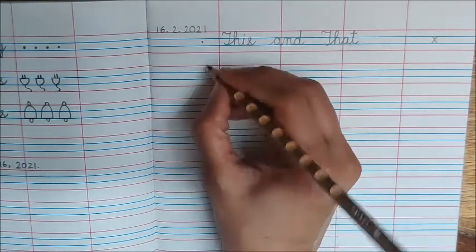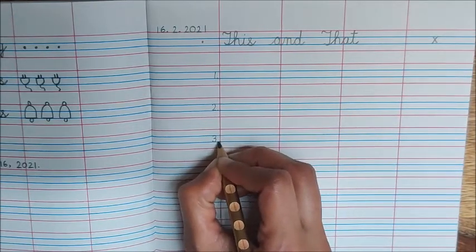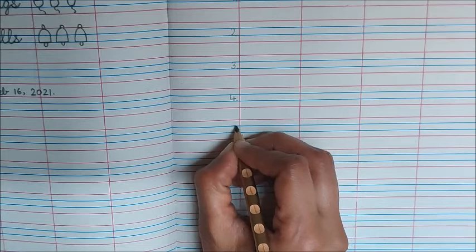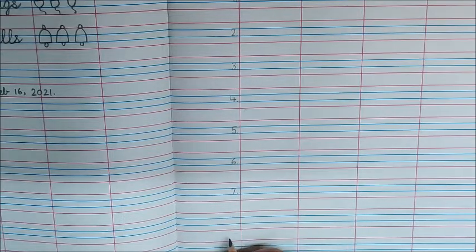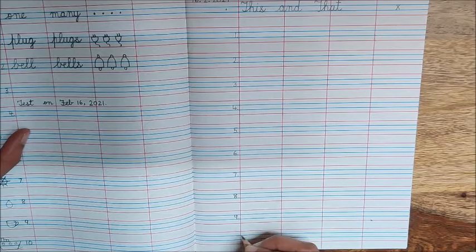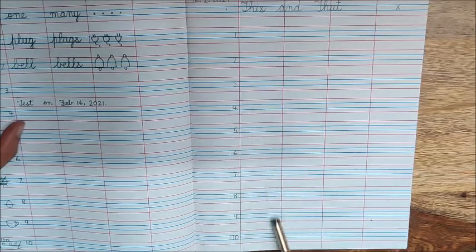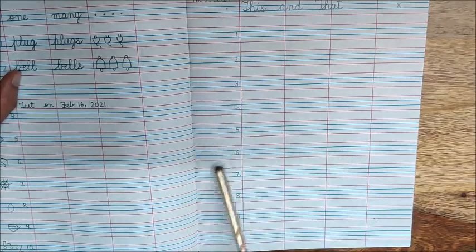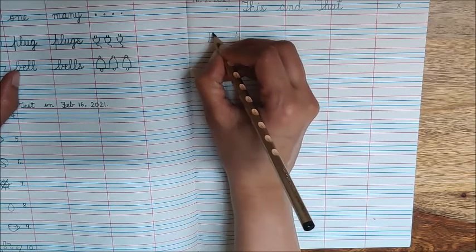Now children, below the dot, write numbers. 1 dot, 2 dot, 3 dot, 4 dot, 5 dot, 6 dot, 7 dot, 8 dot, 9 dot, 10 dot. After writing numbers, we have to draw pictures. Now here in the first column, where you have written 1, draw here a tree.